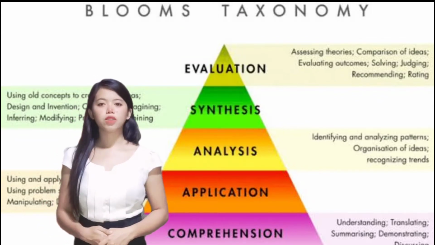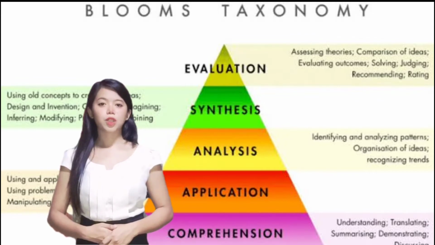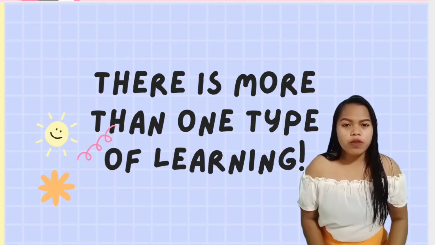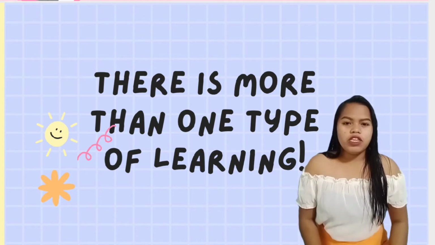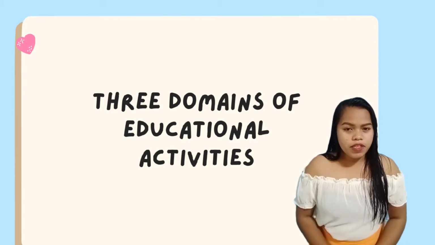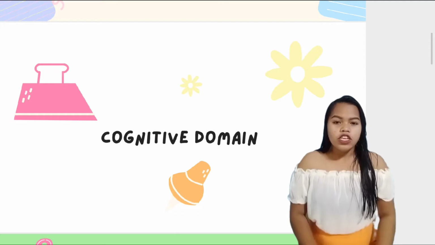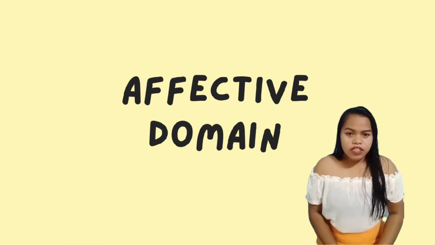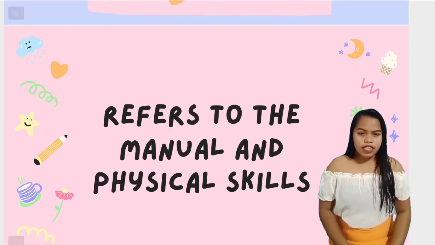We are going to present to you the three types of learning and all about Bloom's Taxonomy 1956. It is believed that there were more than one type of learning. Since we were in high school and elementary, teachers were using these three domains in educational activities. These three types of domains are affective, cognitive, and psychomotor. Cognitive domain refers to the mental skills. Affective domain refers to the feelings or emotion, and psychomotor refers to the manual and physical skills.